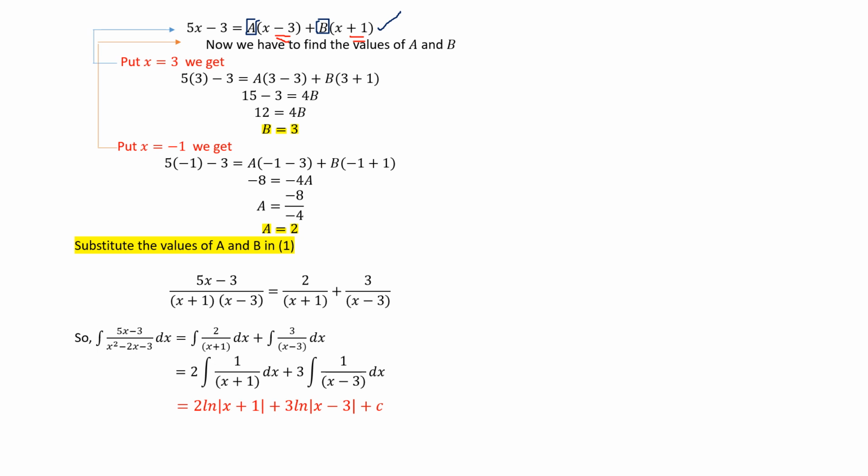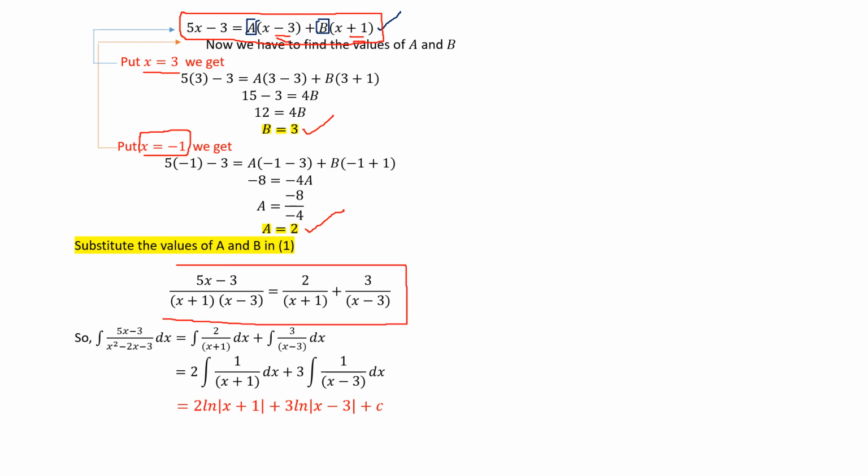So let me take x equal to 3 and substitute it in this equation. If I substitute x equal to 3, I will get b equal to 3. In the same way, if I apply x equal to minus 1 and simplify, I will get a equal to 2. In the next step, I have to substitute both the a value and b value in equation number 1, so I will get this form.